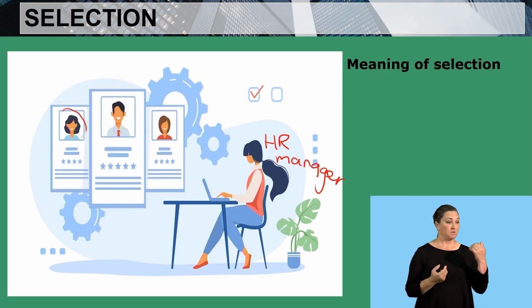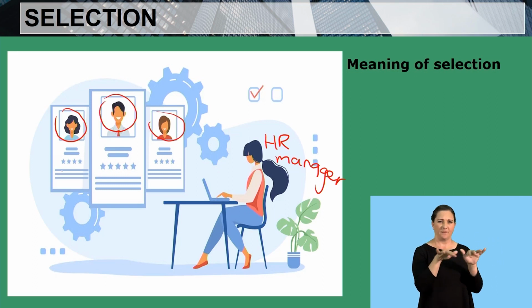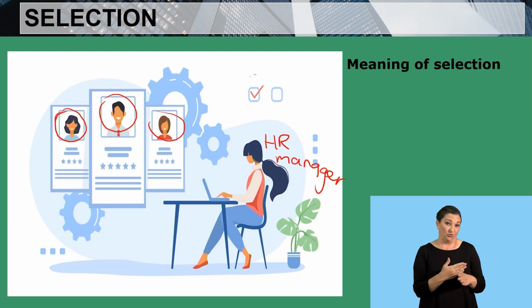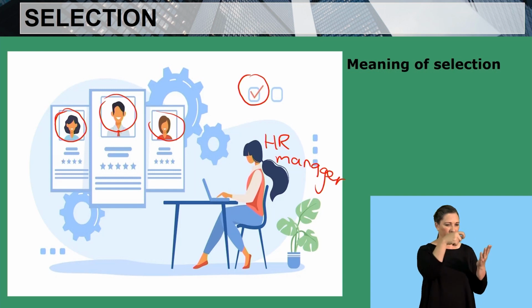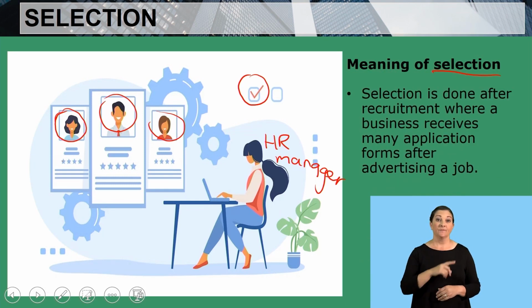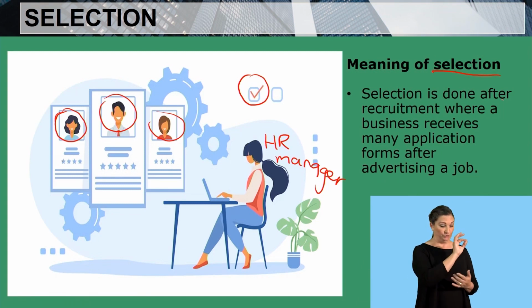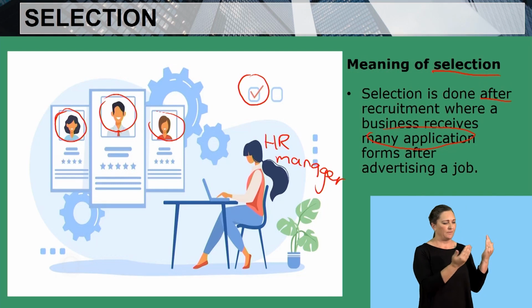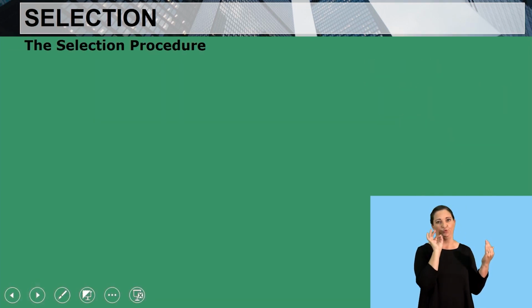As you can see, there are different pictures of people here, and probably there is information on their documents. This person is going through these potential candidates, and they are doing what we call a checklist. Selection simply looks at choosing the best candidate for the job. That's why it is said that selection is done after recruitment, where a business will receive many applications and then they will need to select the suitable candidate from those candidates.